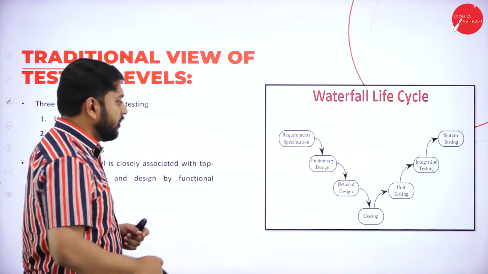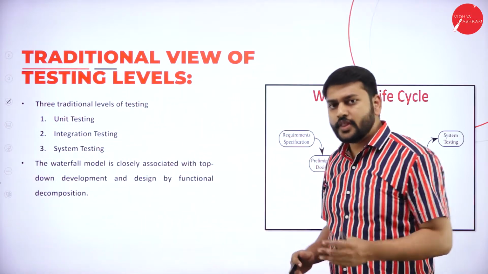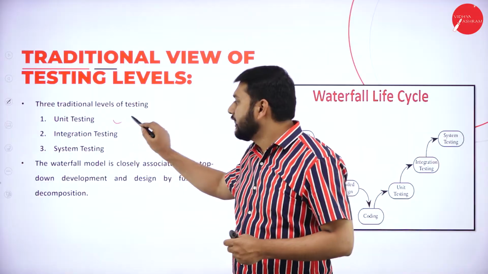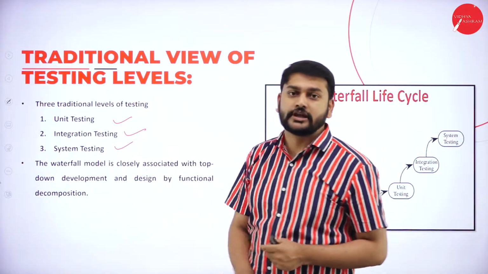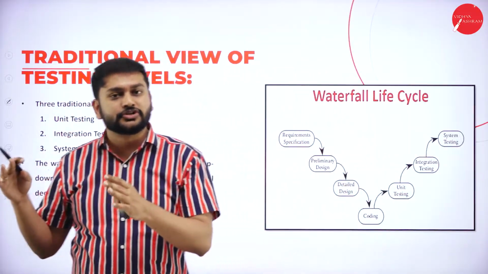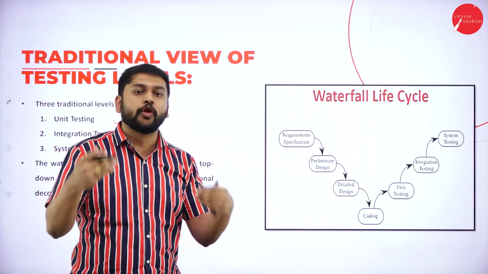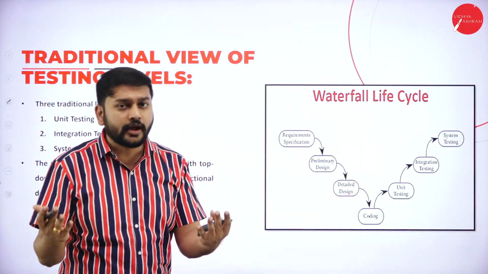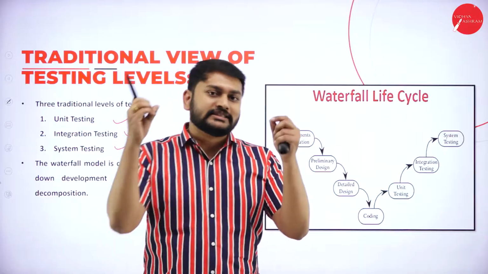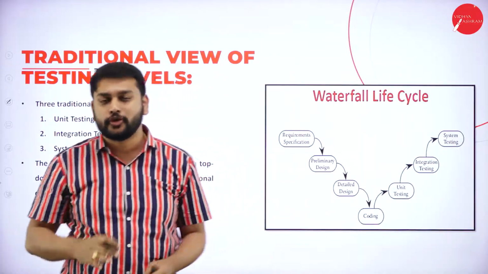Let's check that. When it comes to the traditional view, the main things that come to our mind are unit testing, integration testing, and system testing. What exactly are unit testing, system testing, and integration testing all about? How exactly are they correlated with the waterfall model? By now you have the complete idea about the waterfall model, but how exactly are these types of testing correlated with it?